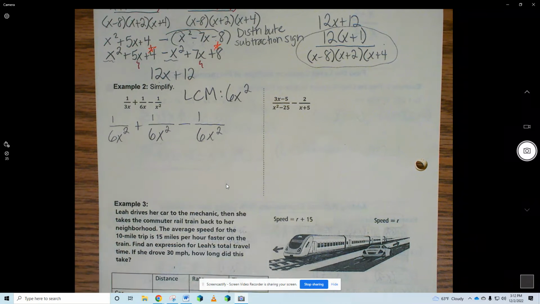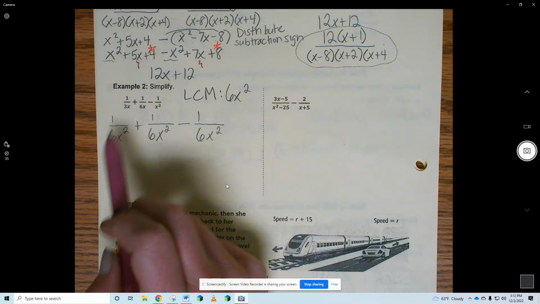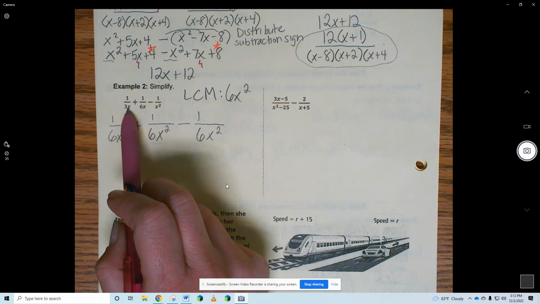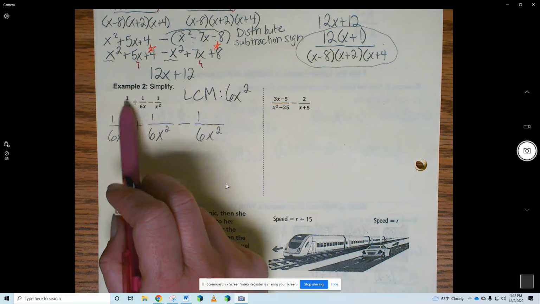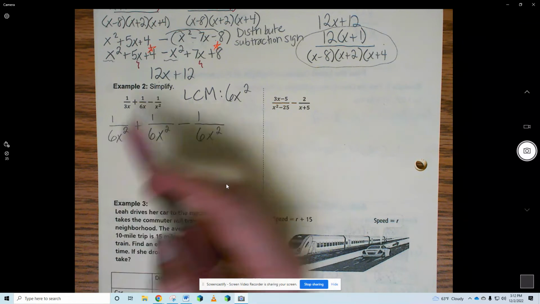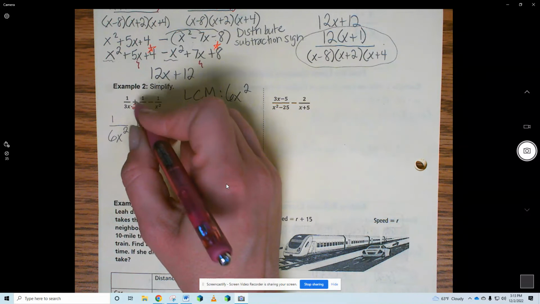Okay, so what do I do to 3x to get 6x squared? I have a 3x and I need to make it a 6x squared. What am I going to multiply this fraction by to change it? A 2. And yeah, somebody said the x too, 2x.